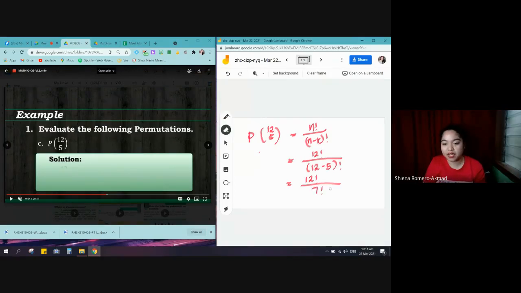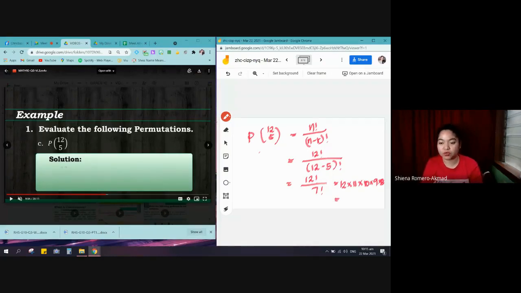So kapag kinancel natin yan, di ba, express natin to 12 times 11 times 10 times 9 times 8 times 7 and so on, hanggang 7 factorial. Right? So ang gagawin ko, diretso ko na. So this will be equal to 12 times 11 times 10 times 9 times 8, kasi na-cancel ko na yung 7 factorial.